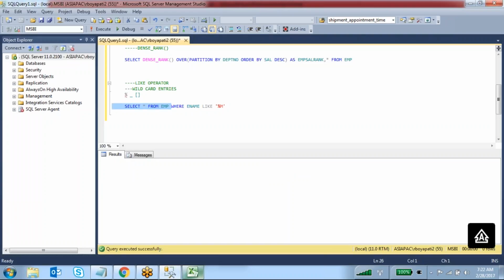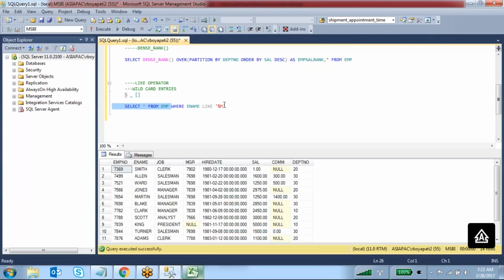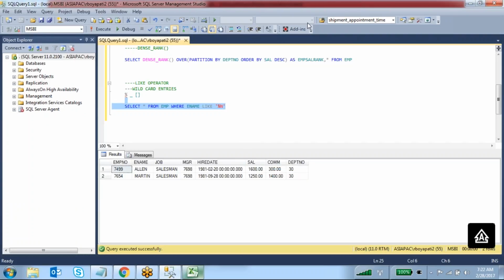Okay. So I want to take the employee names ending with N. See, these two people's names are ending with N. Ellen, Martin. So whatever characters you put here, it will search for them at the ending. The remaining characters may be anything, because you are putting the percentage symbol.